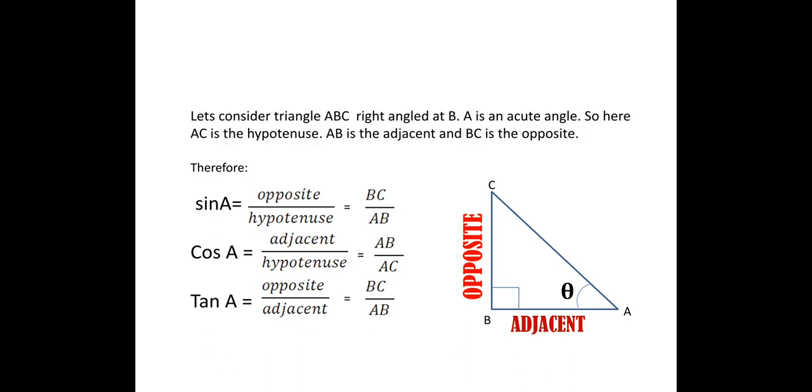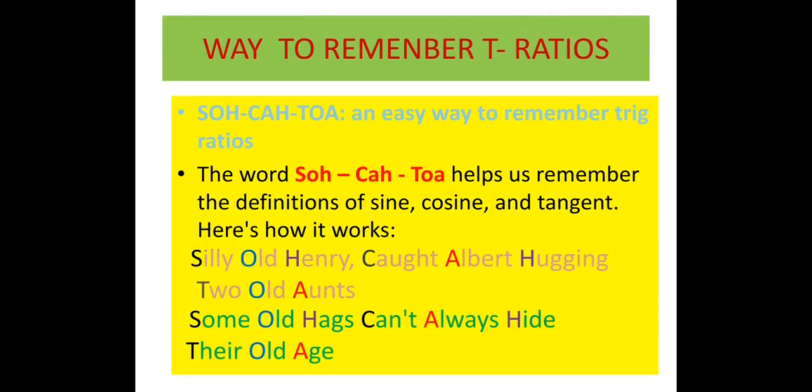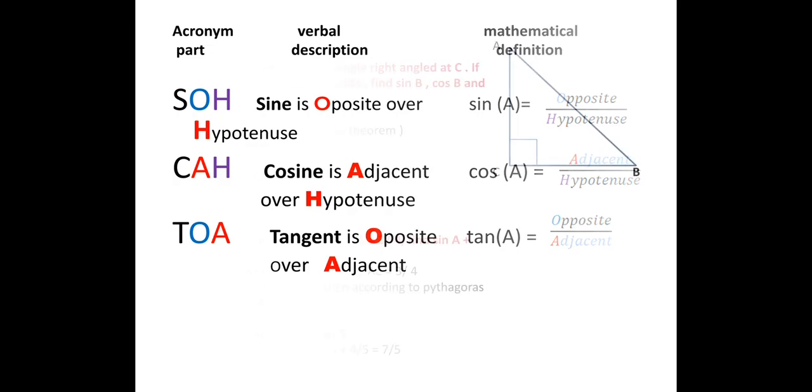Sin of A is equal to BC by AC, cos of A is equal to AB by AC, tan of A is equal to BC by AB. So these are some shortcuts to remember the T ratios: SOH, CAH, TOA. It's your choice to remember in your own way. SOH means sine is opposite over hypotenuse. CAH means cosine is adjacent over hypotenuse. TOA means tangent is opposite over adjacent, which we have already learnt.